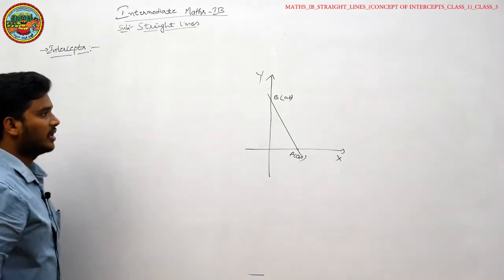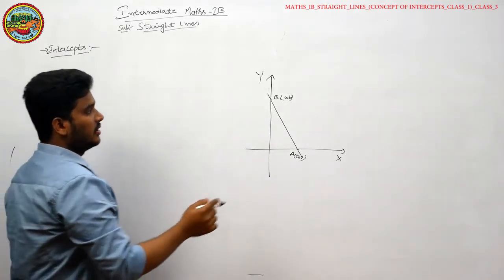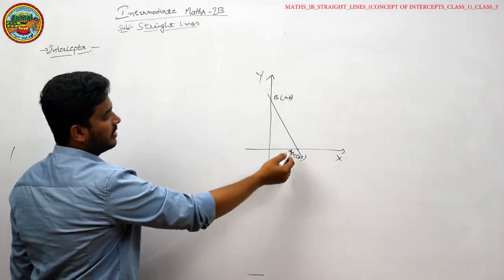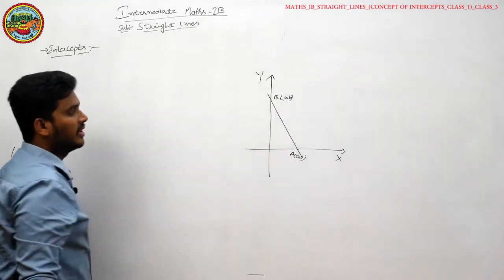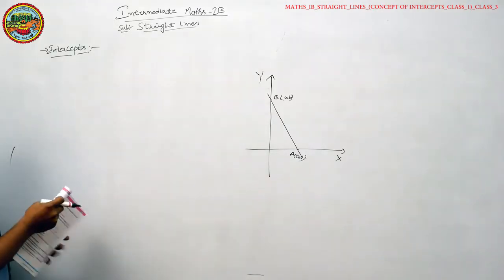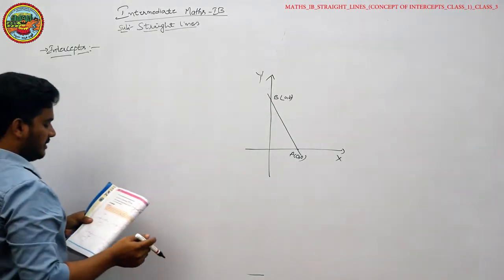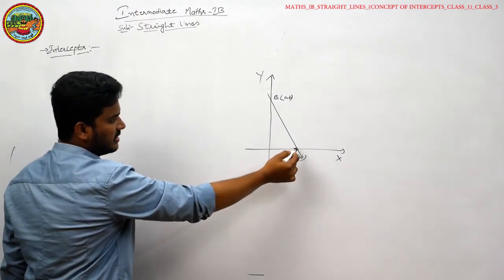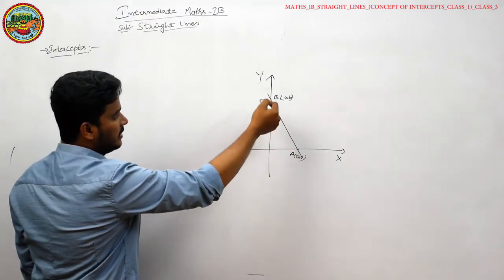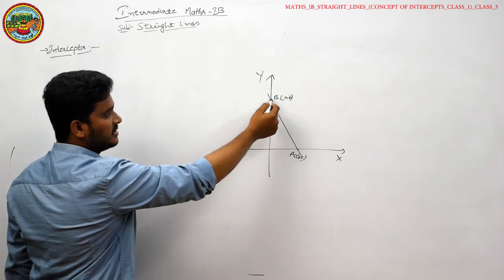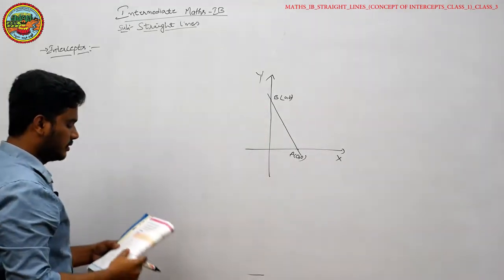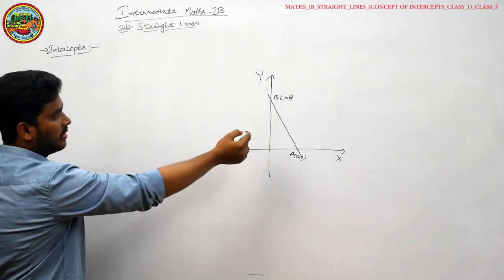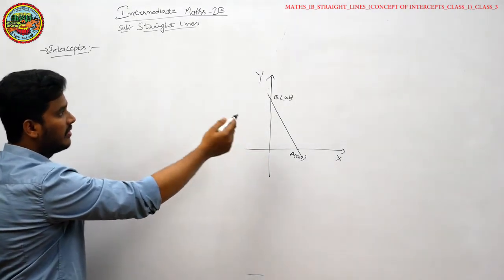So what do intercepts mean? Here the point A is called the x-intercept and the point B is called the y-intercept. The definition is: if a straight line intersects the x-axis at a point A, and intersects the y-axis at point B, then A and B are respectively the x-intercept and y-intercept.